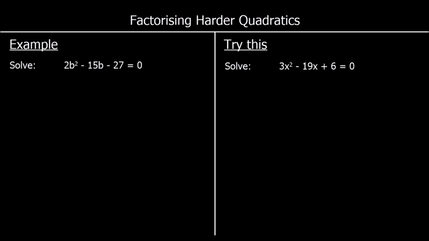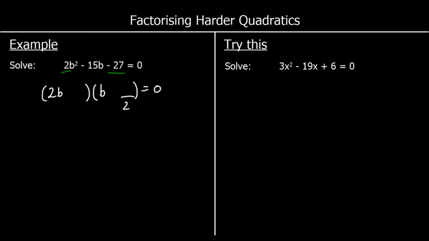Okay, this time the question doesn't say factorize. This time the question says solve. So that means find out what b is, and we're going to solve it by factorizing. So we're going to follow the same steps to start with. So we've got 2b squared, and we're going to get that by having 2b multiplied by b. We're going to do a times c, so 2 times negative 27, and because we're multiplying by 2, we're going to divide one of the numbers we find by 2 to undo that.